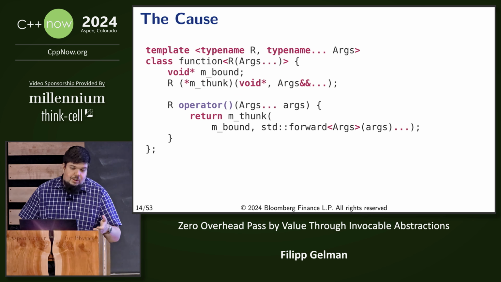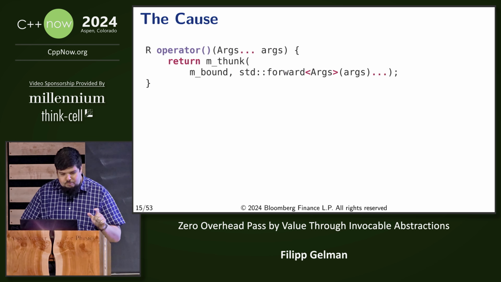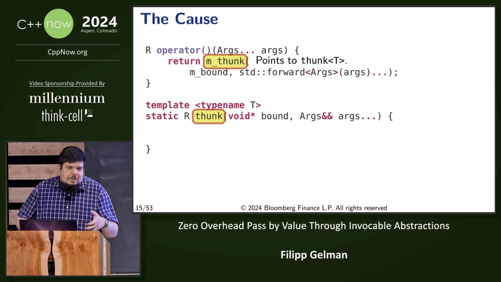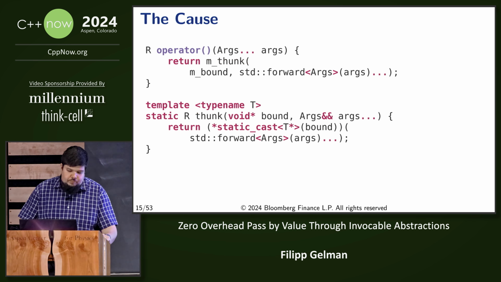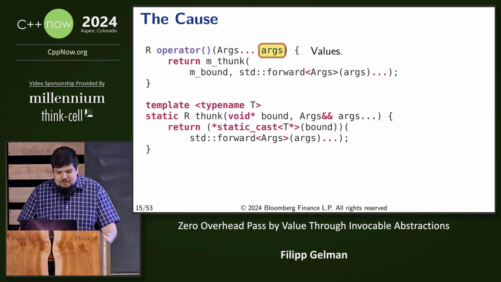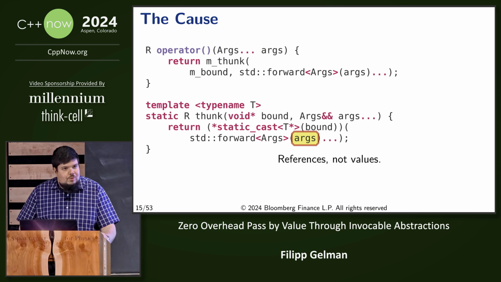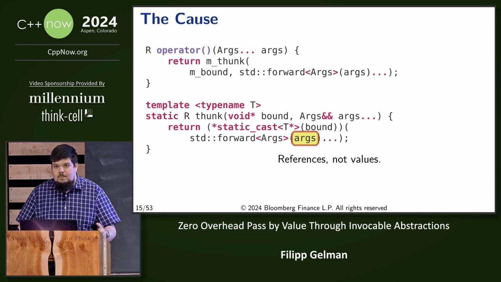Now the call operator just invokes a func, forwarding it the bound object and references to all the arguments. This is okay so far, but what happens next is critical. So the func, it looks like that, right? It's just some function template that knows what bound points to. It casts the void pointer back to the type that it ostensibly was and forwards it the arguments. But those are potentially values that were passed in, but down here, those are references, not values. And we've just established that passing a reference is different than passing a value. It doesn't always work. So what can we do about this?